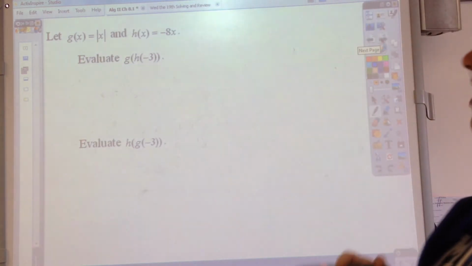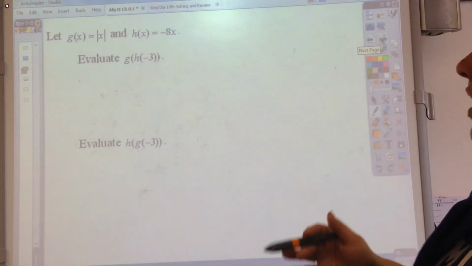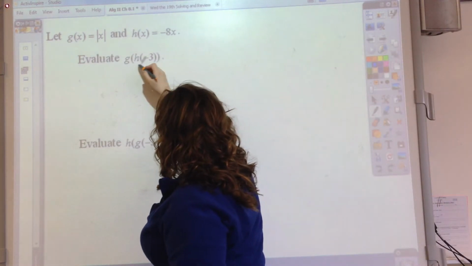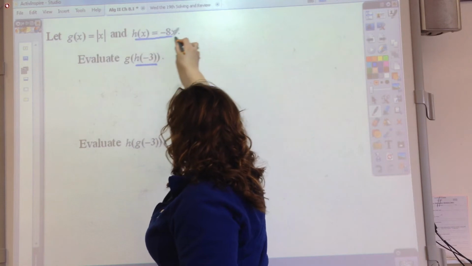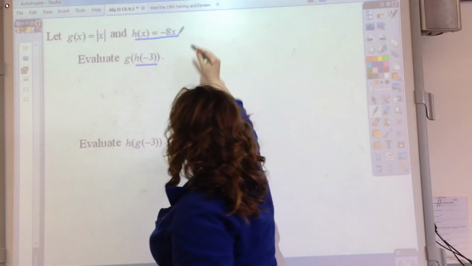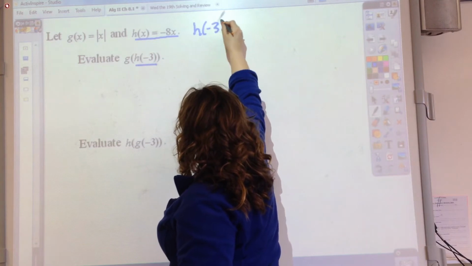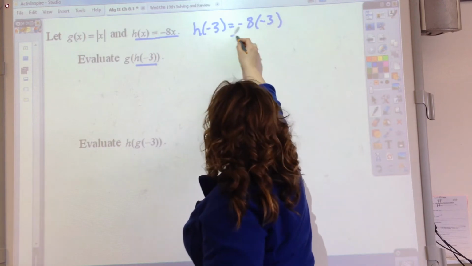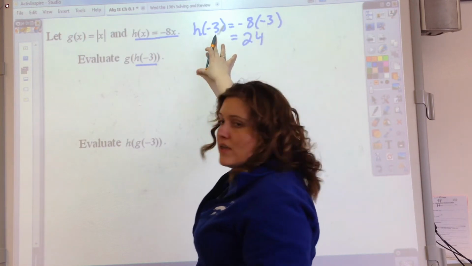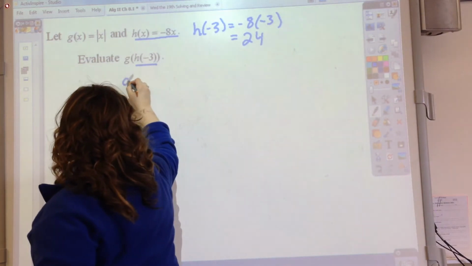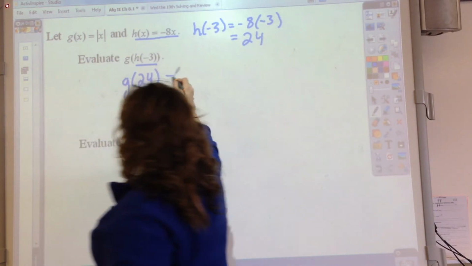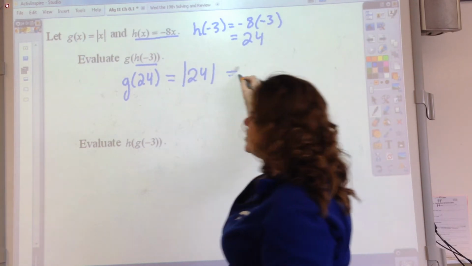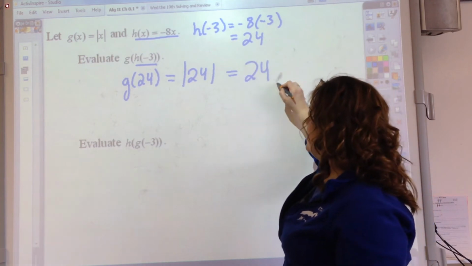Now suppose I have h of x and g of x defined above, and I want to evaluate g of h of negative 3, which basically means I'm going to plug negative 3 into h. Always start with the inside first. And when I find h of negative 3, hopefully you'll all agree that it's negative 8 times negative 3, which is 24. Now that I've found that inside piece, everywhere I have x in g of x, I'm going to replace it with 24. And the absolute value of 24 is absolutely 24.